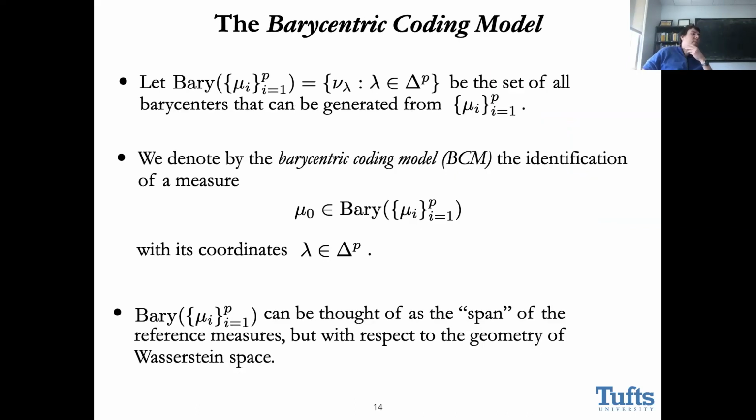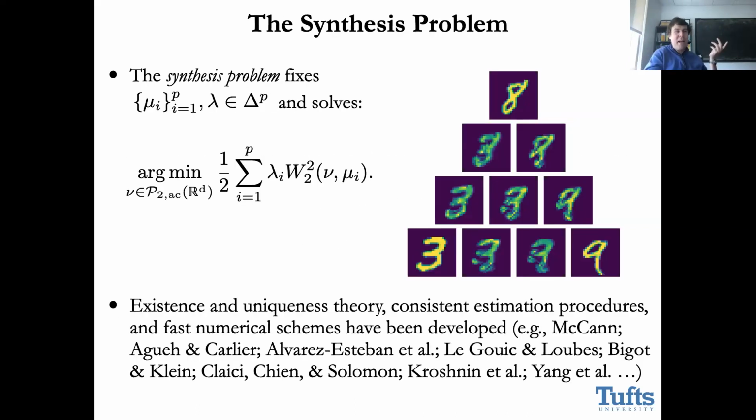Okay, so thinking like a harmonic analyst, I'm going to call this the synthesis problem. I have some generators, and I want to combine them to get a new thing. How do I do that? Unfortunately for us, it requires solving an optimization problem, but it can be done. Lots of work on this.